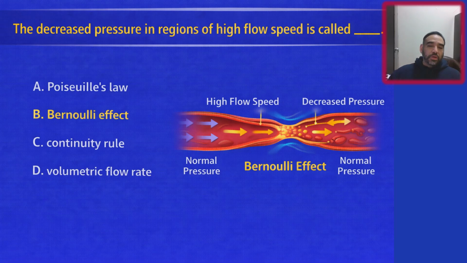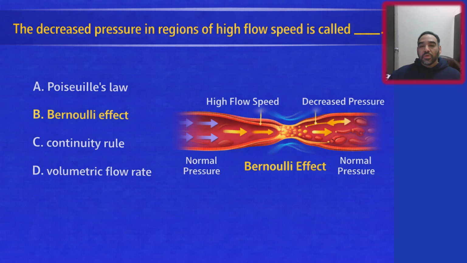And this is clinically important because we estimate pressure gradients across valves using Doppler, and we look at high velocity jets that correspond to pressure differences. Now let's look at the other answers and determine why they are not correct.